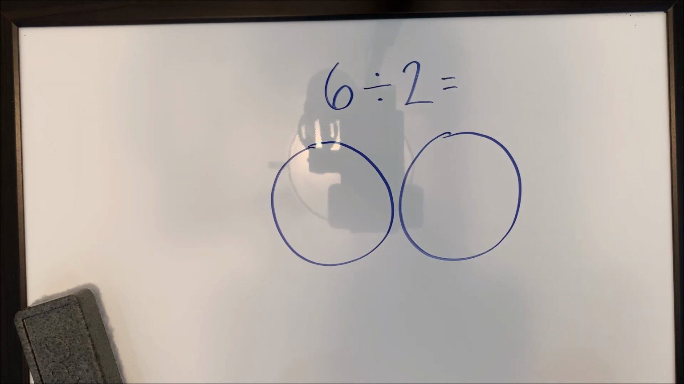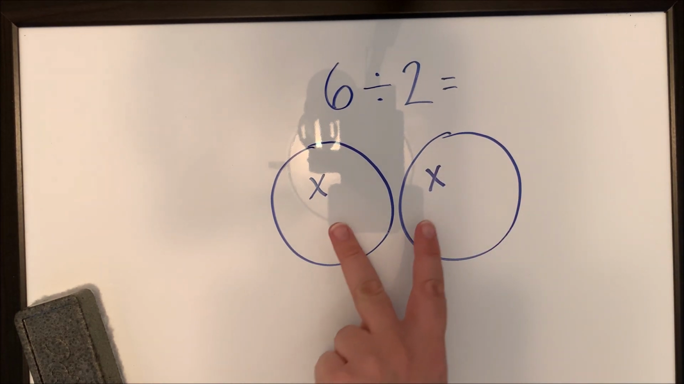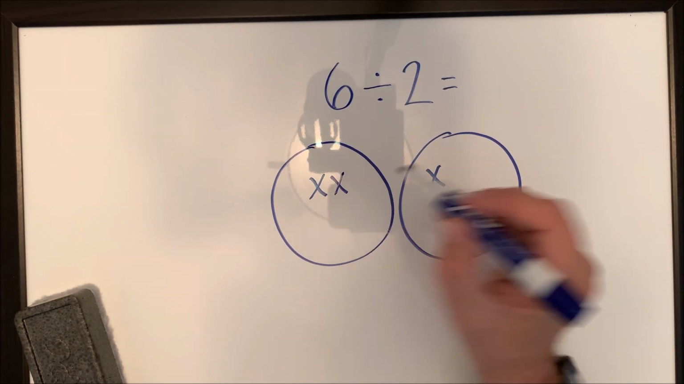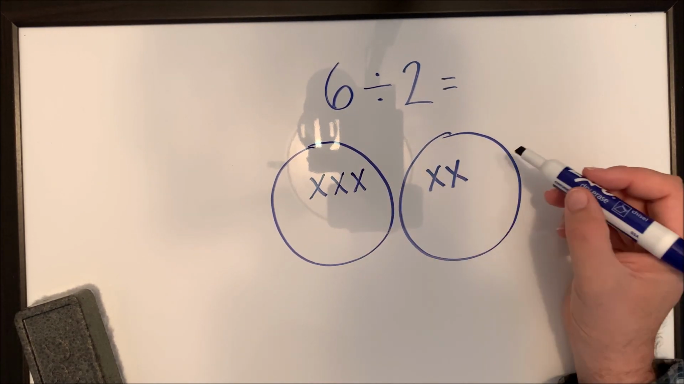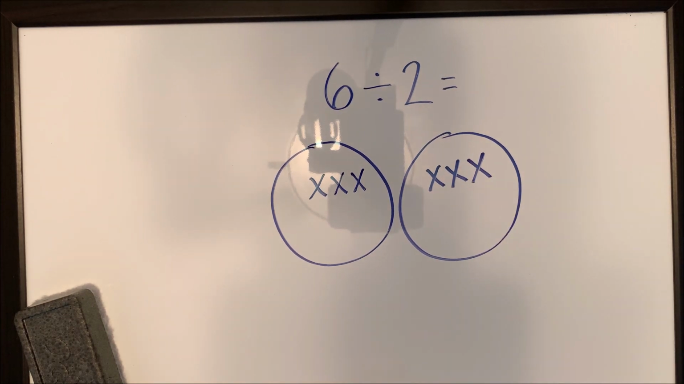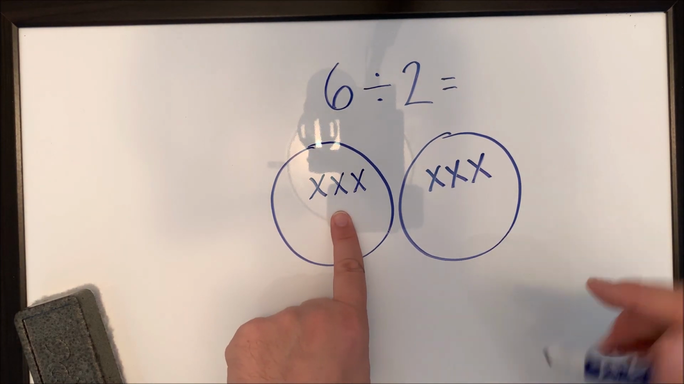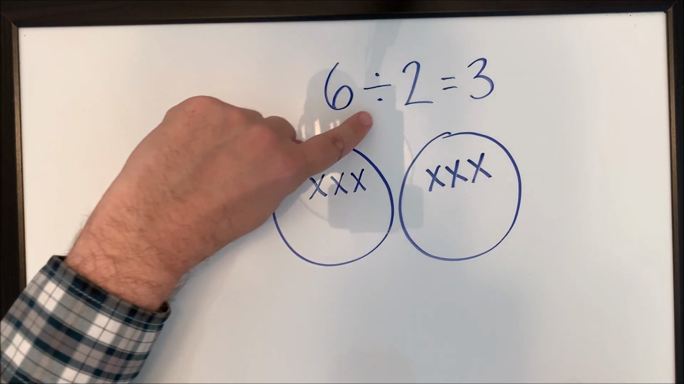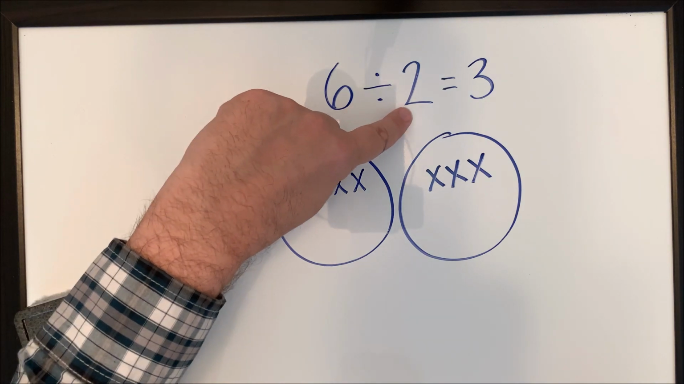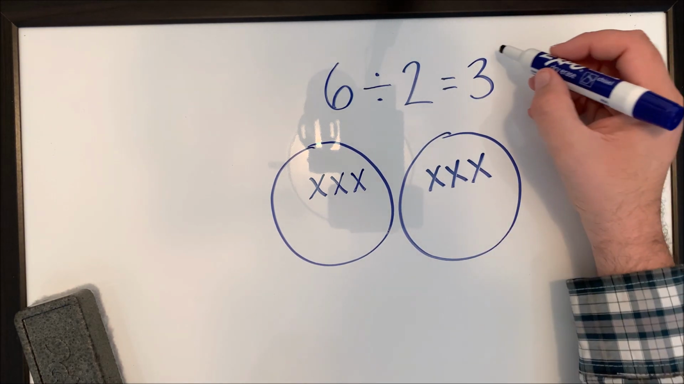I would like you to draw it like this. So 1, 2, because the groups must be equal. 3, 4. Now I have 2 in each group. 5 and 6. So I divided 6 apples equally into 2 groups. So in each group I have 3. So again, 6 divided into 2 equal groups equals 3 in each group.